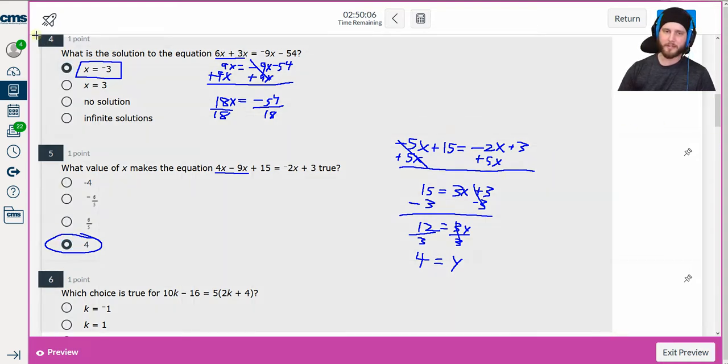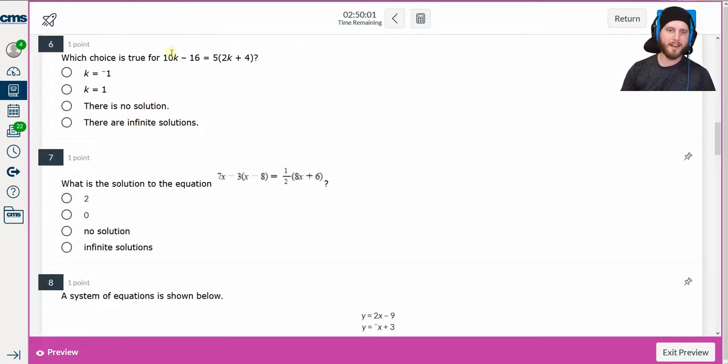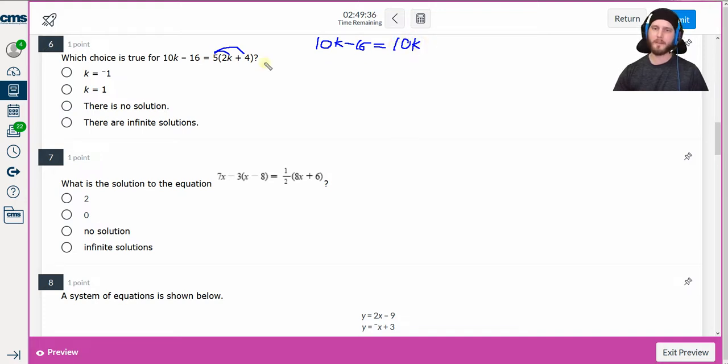And now let's see. Alright, so number 6, we've got 10k minus 16 equals 5 times the quantity 2k plus 4. Alright, so for this I have to do some distributive property first. Distribute that, and I get, let's see, on the left side 10k minus 16 equals 5 times 2k gives me 10k. And 5 times 4 gives me 20.